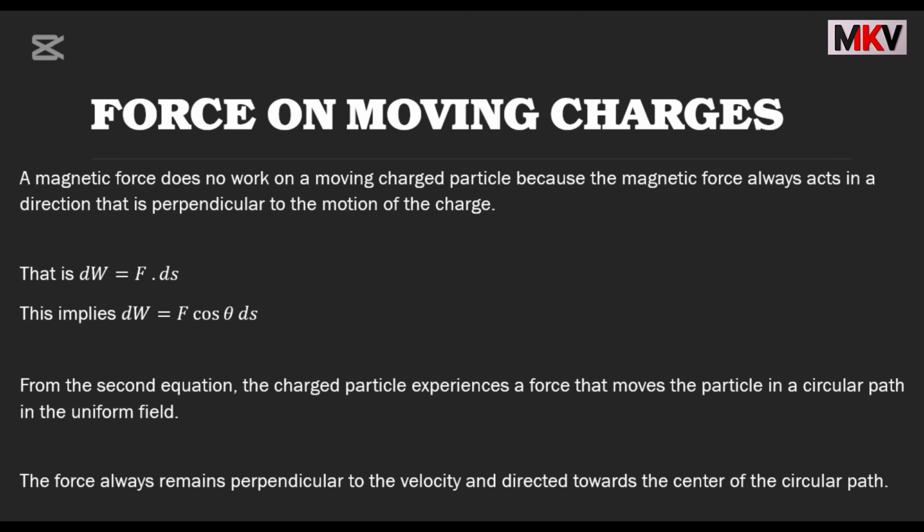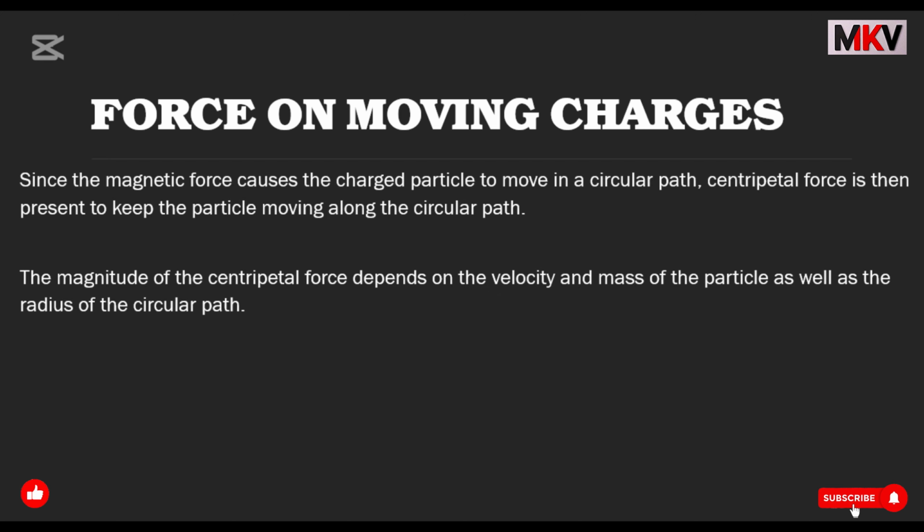From the second equation, the charged particle experiences a force that moves the particle in a circular motion in the uniform field. The force exerted on the charge makes the particle move in a circular path. The force always remains perpendicular to the velocity, and is directed towards the center of the circular path. Since the magnetic force causes the charged particle to move in a circular path, centripetal force is present to make the particle move along the circular path.